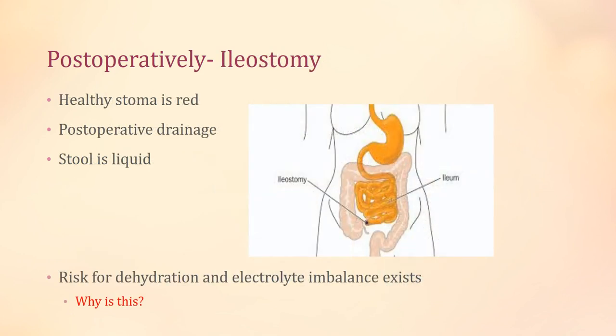So postoperatively for an ileostomy, we've got healthy stoma, which is red, postoperative drainage, and stool is liquid. Again, it's based on where it is. They do have a risk for dehydration and electrolyte imbalance because of the fact that that's where your body actually absorbs nutrients, and whatever it doesn't need, it passes on to the large intestines, where it will still absorb more if it needs it, but most of your nutrients and your exchange comes in the small intestines.